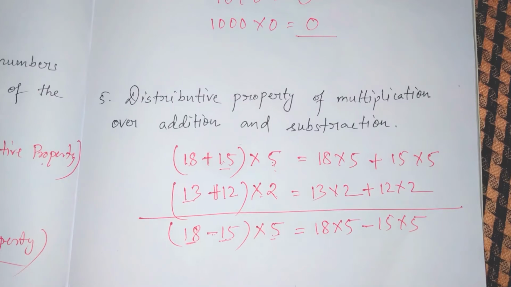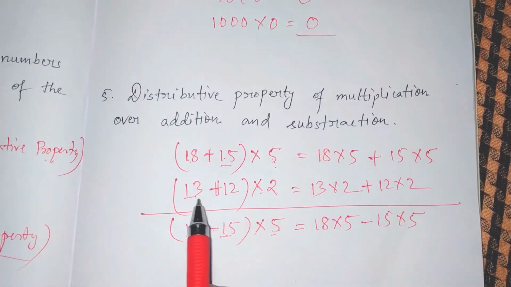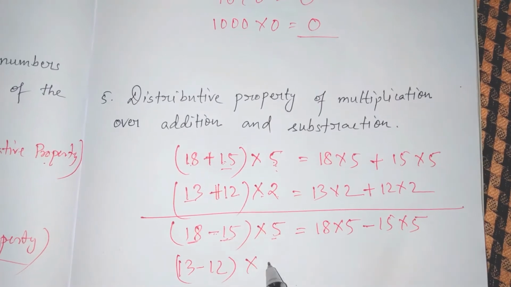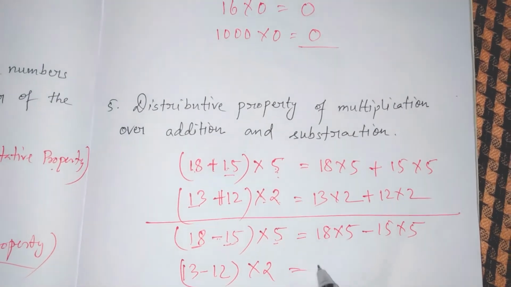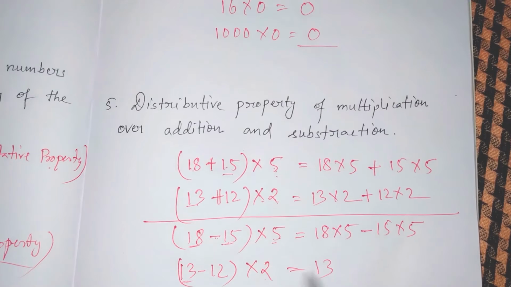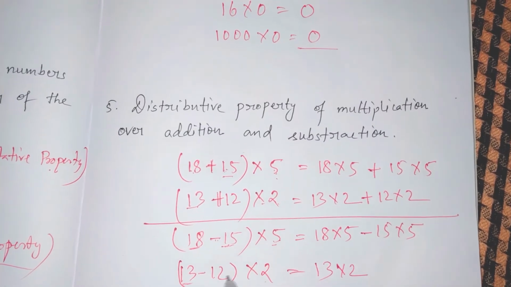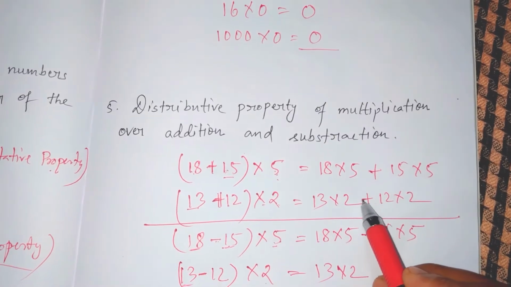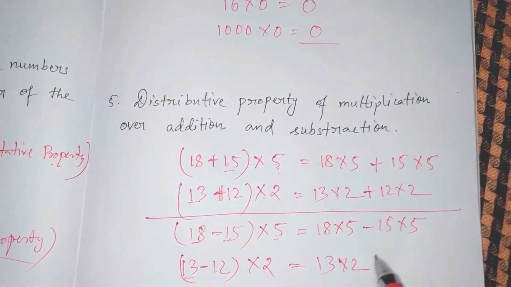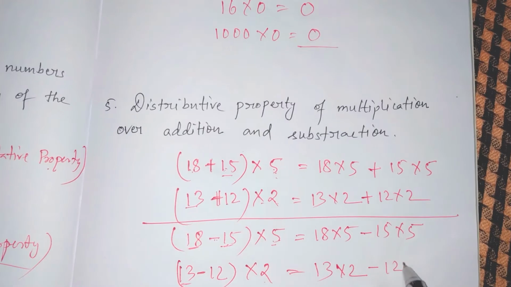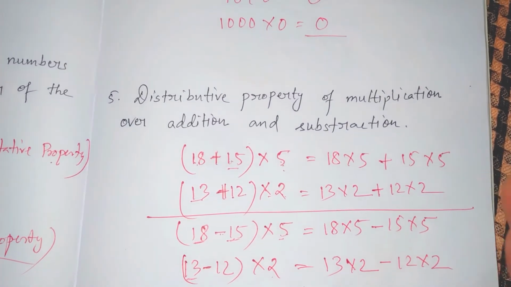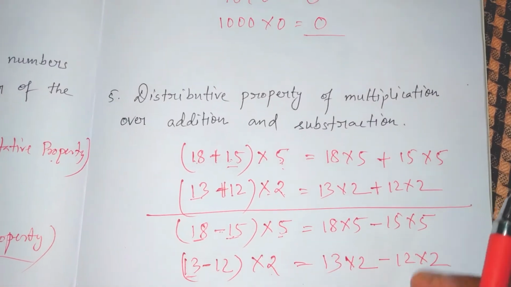If I take the similar example here, 13 minus 12, multiplied with 2, that means 13 would be multiplied with 2, and you have to put minus. Here it was plus, that's why I put plus there. Here it is minus, so I need to put minus 12 into 2. So I hope you have understood. This is the distributive property of multiplication over addition and subtraction. Let's see the next one.